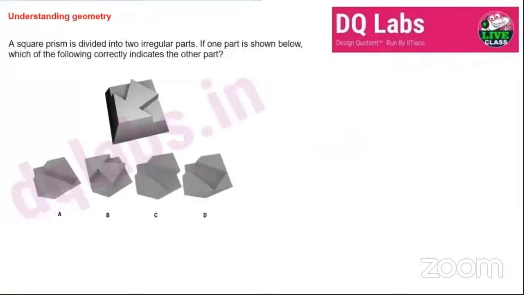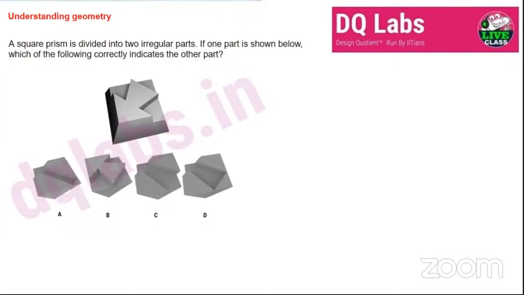Okay, guys, next question. A square prism is divided into two irregular parts. If one part is shown below, which of the following correctly indicates the other part?